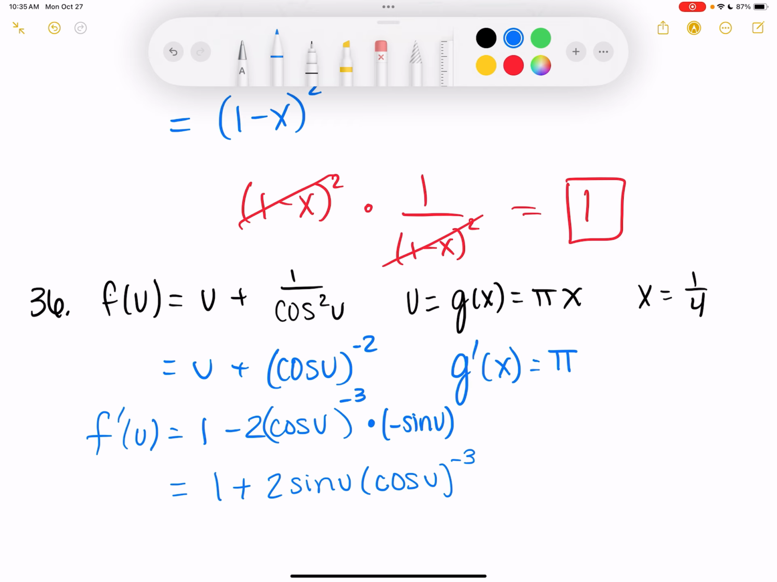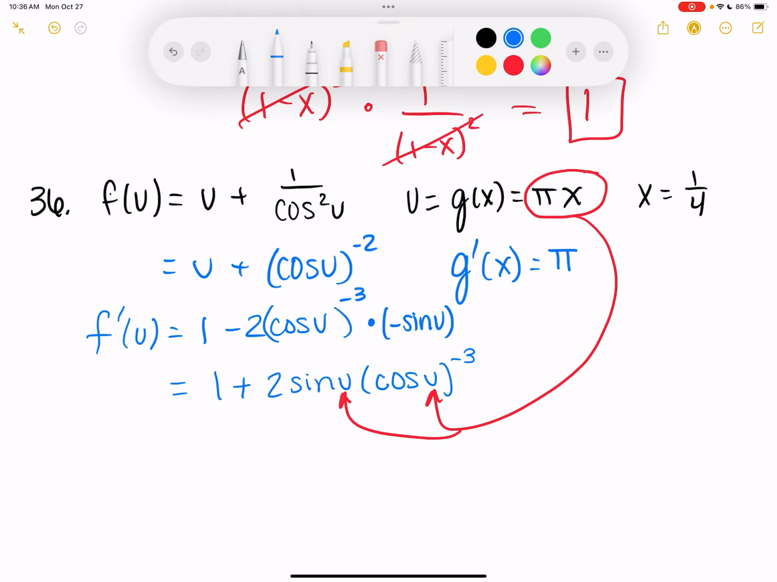And then ultimately, let me back up. This is the part even I tend to forget. This pi x has to go everywhere there's a u. So it's going here, and it's going here to replace the u. So I'm going to have the derivative, basically with respect to x now, is 1 plus 2 sine of pi x, and then times the cosine of pi x, all to the negative 3.